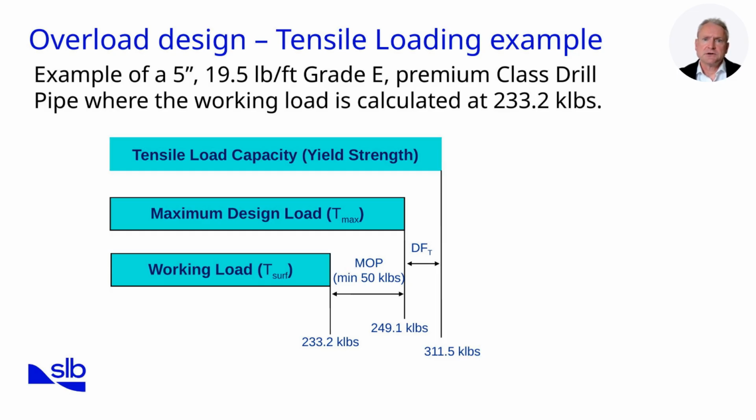Finally, we look at the margin of overpull, or MOP. This is simply the difference between the maximum design load and the working load. Here, it's 249,000 pounds minus 233,000, leaving just under 16,000 pounds of extra capacity available for unexpected loads. If a minimum MOP of 50,000 pounds is required, then it indicates we should move to a higher grade of pipe.